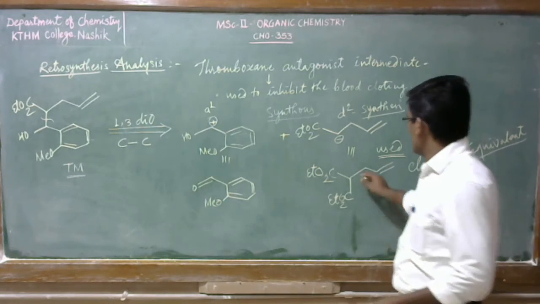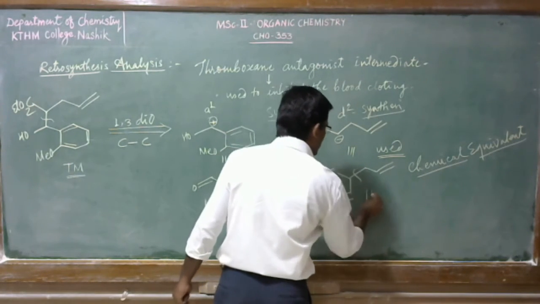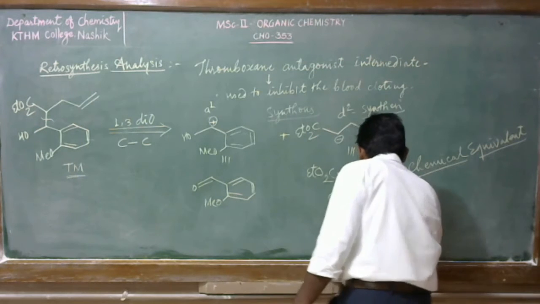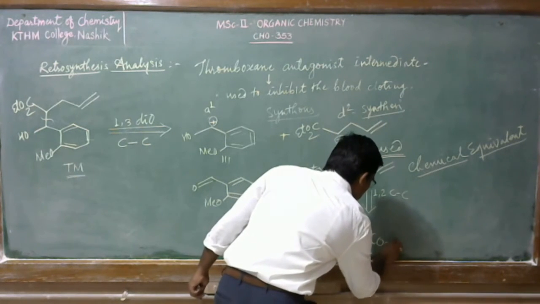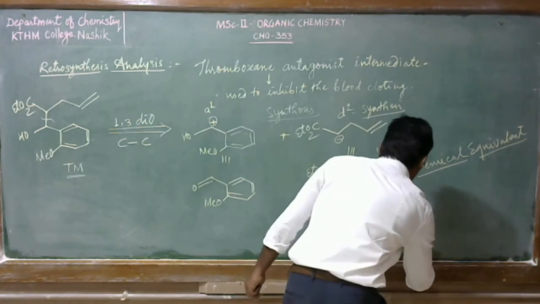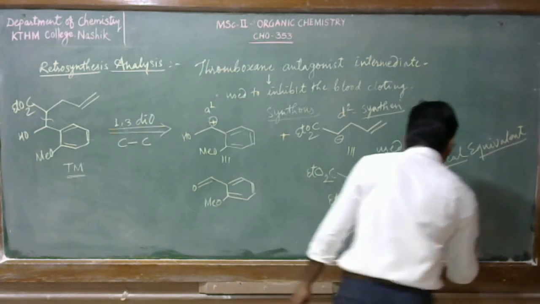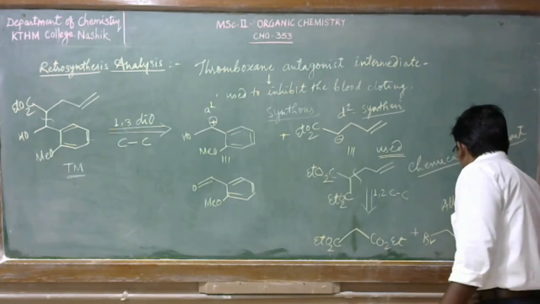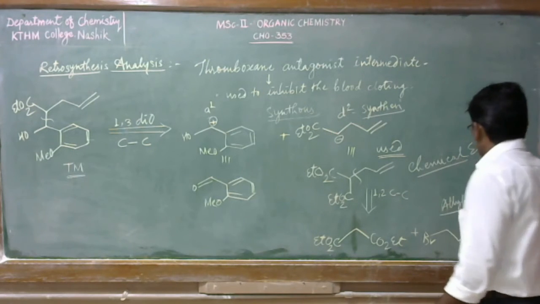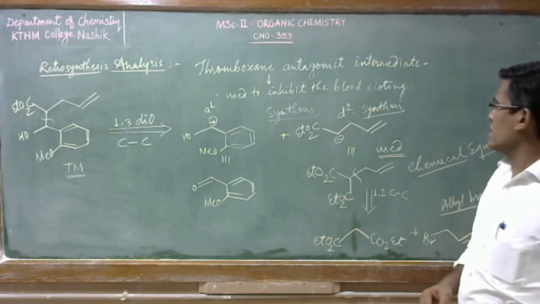Then further we can disconnect like this, a 1,2 carbon-carbon disconnection. So you could end up with diethyl malonate plus an alkylating agent, that is allyl bromide. So this is how we can do the retrosynthetic analysis for this particular intermediate.